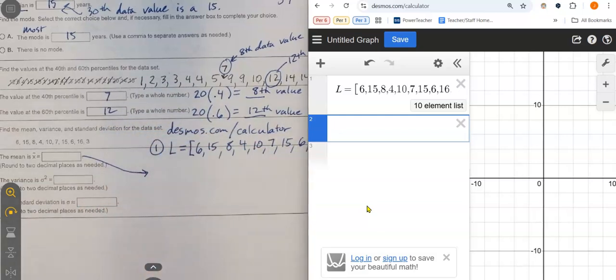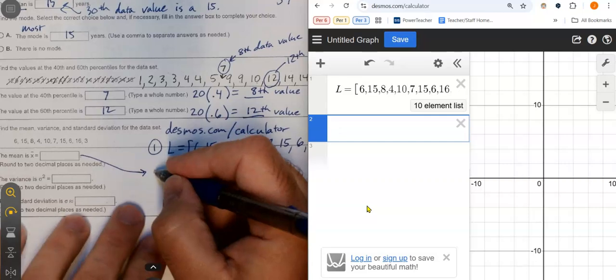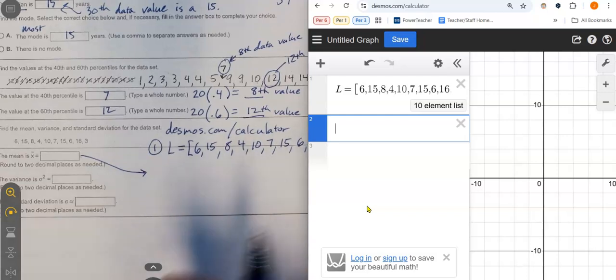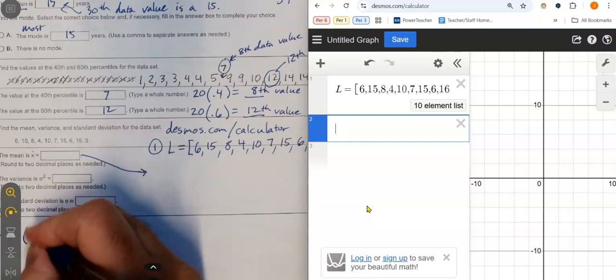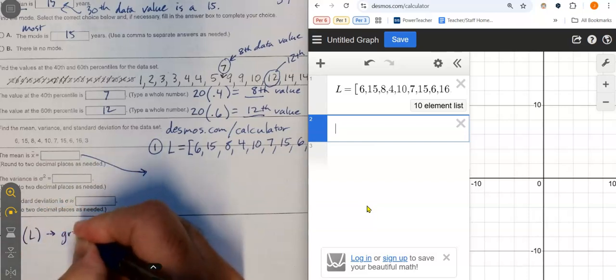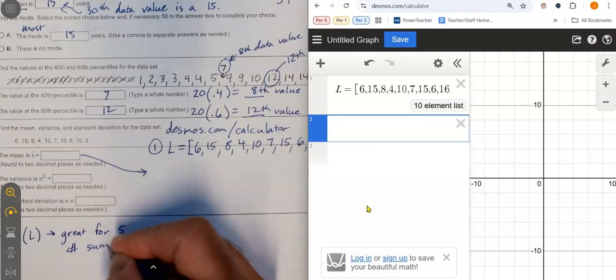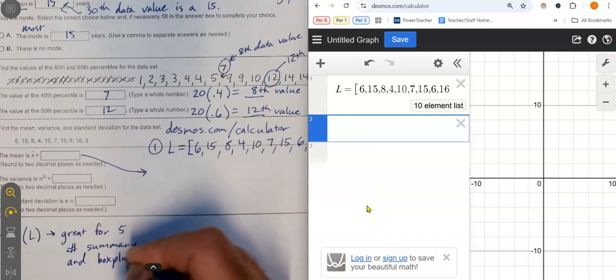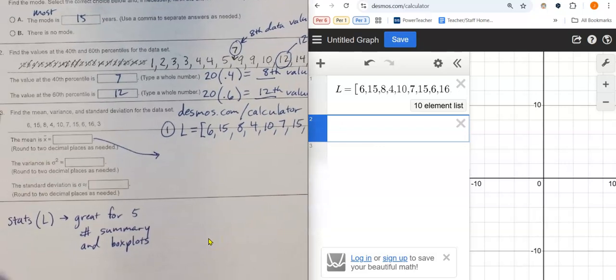What do you think we need to type for finding the mean? Well, stats, if you do stats, that's good for box plots. So we'll hold on to that one. So stats L, like this, great for box plots. Great for 5-number summary. And box plots. But that's not what we're going to use this time.